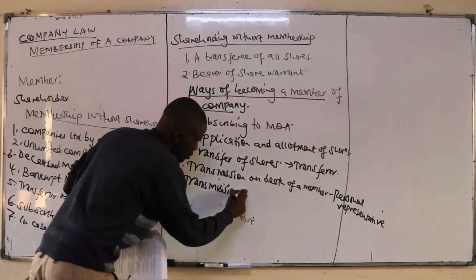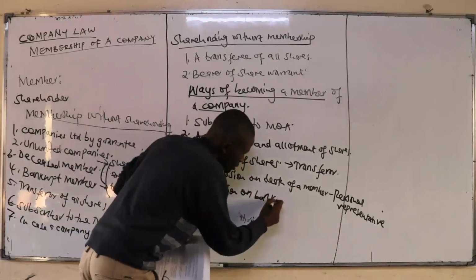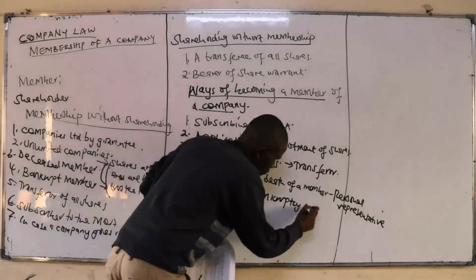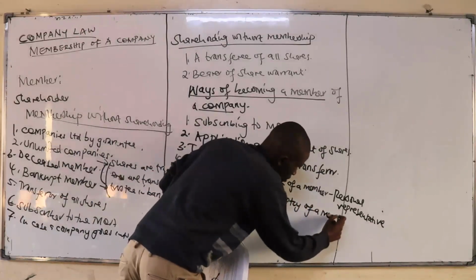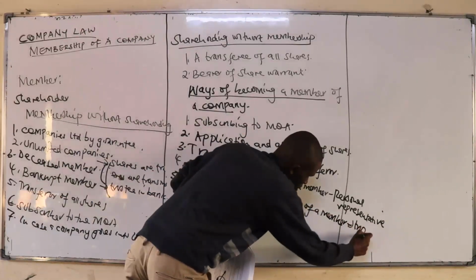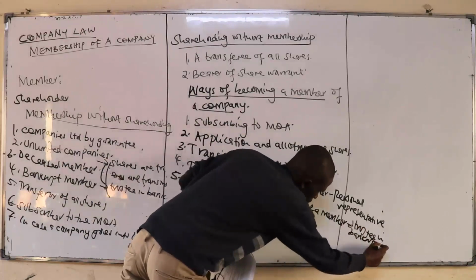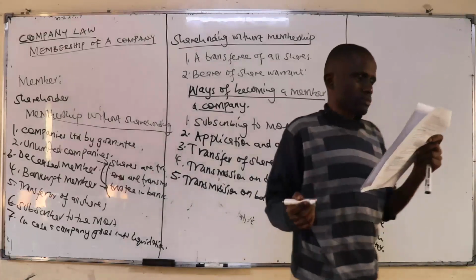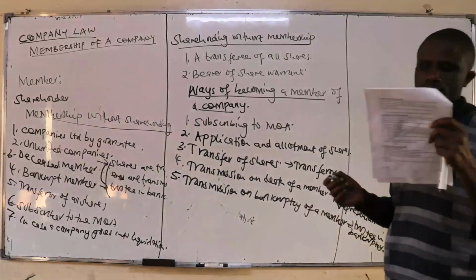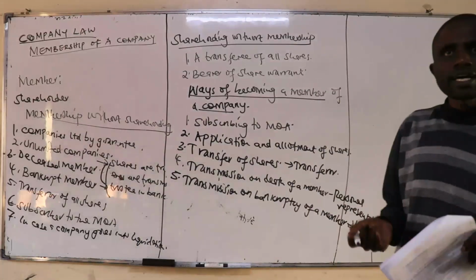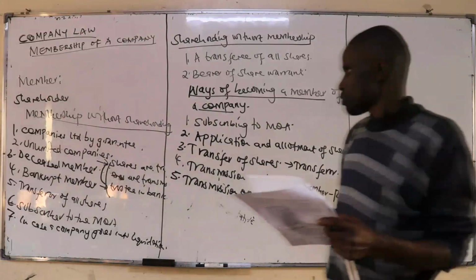Transmission on bankruptcy of a member. Who becomes a member? Trustee in bankruptcy. So are you getting the argument? Then estoppel.